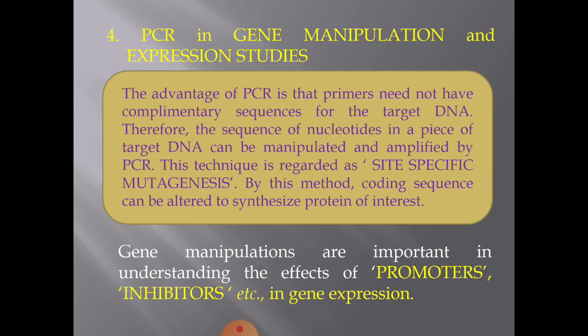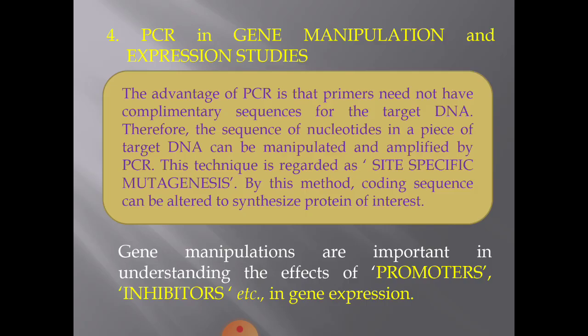Then, the fourth application is PCR in gene manipulation and expression studies. Please note one thing, that the advantage of PCR is that the primers you use in the second step of PCR, that is annealing or renaturation, need not have complementary sequences for the target DNA. Therefore, the sequence of nucleotides in a piece of target DNA can be manipulated and amplified by PCR. This particular technique is known as site-specific mutagenesis.